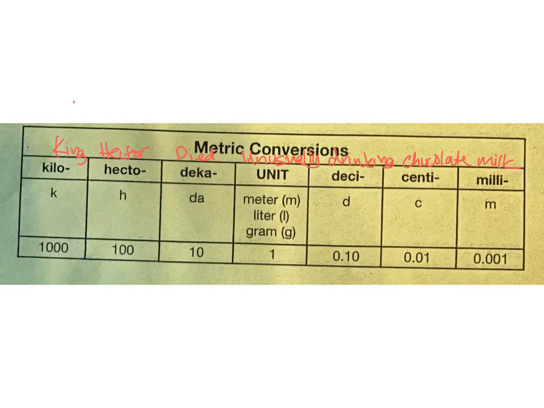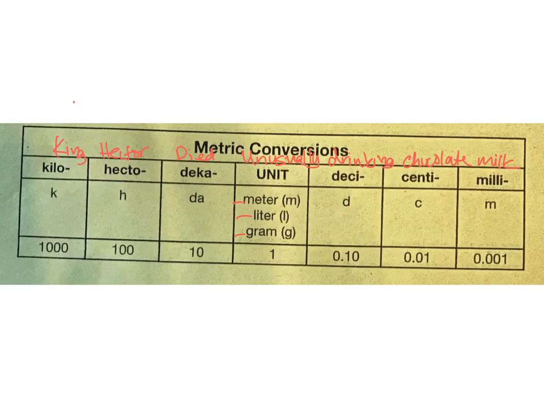So that's where this little conversion chart kind of helps out. So if you think of kilo as king, hecto as Hector, deca as died, unusually as the unit, which can be meters, liters, or grams, drinking as deci, chocolate as centi, and milk as milli.